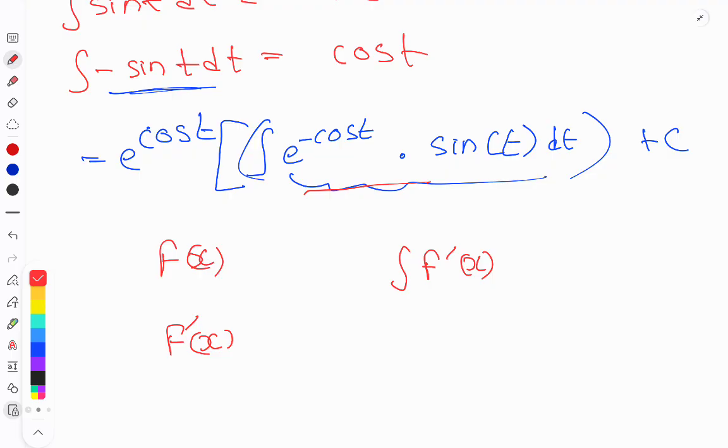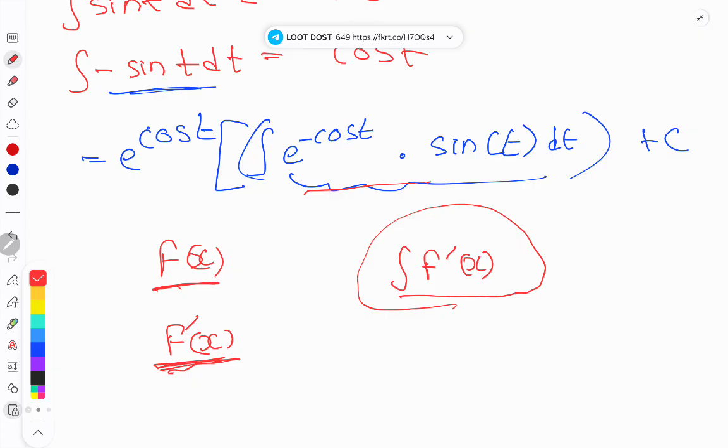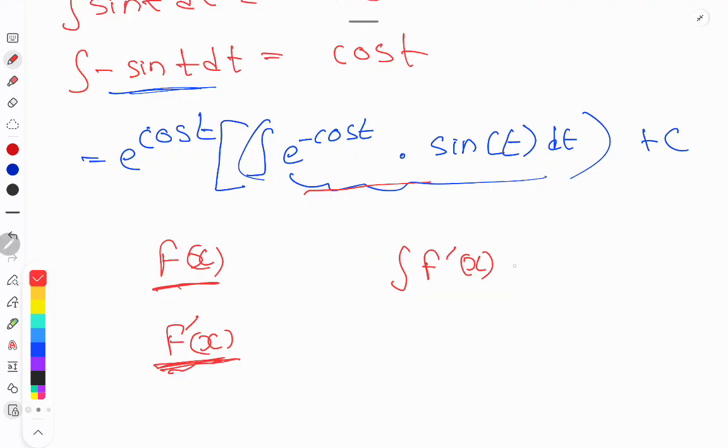You have f of x, then you have a derivative of that function f of x. What will be the integration of the derivative of that function? It's just f of x. So you are differentiating the function, then you are integrating it. Differentiating is like breaking, integrating is like summing. So it's the same f of x.